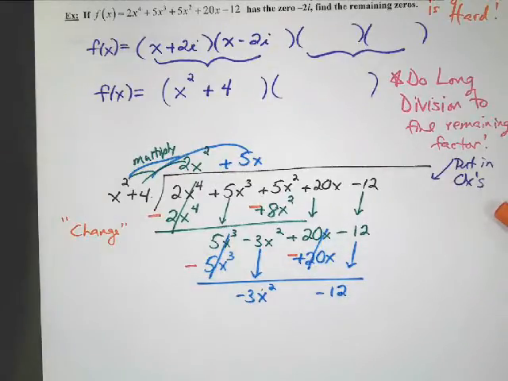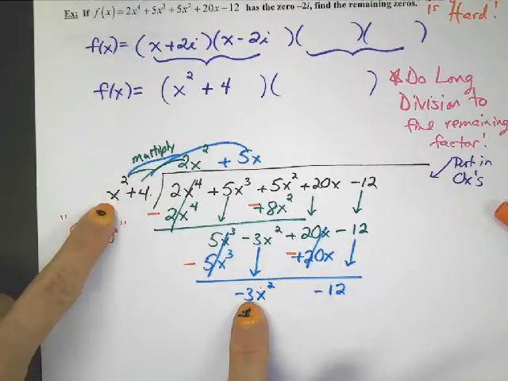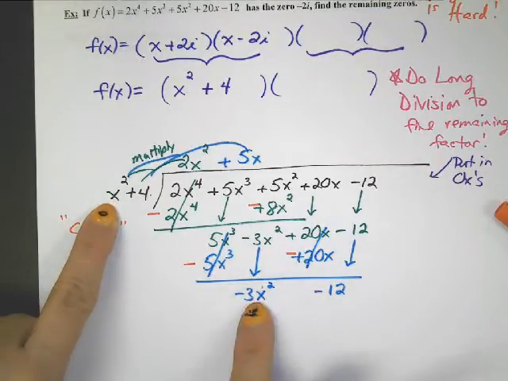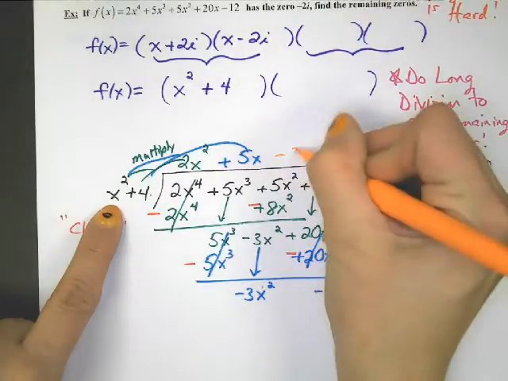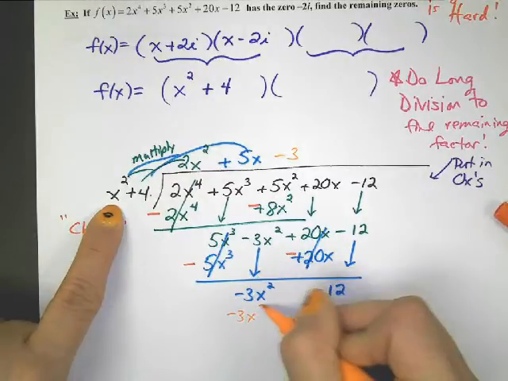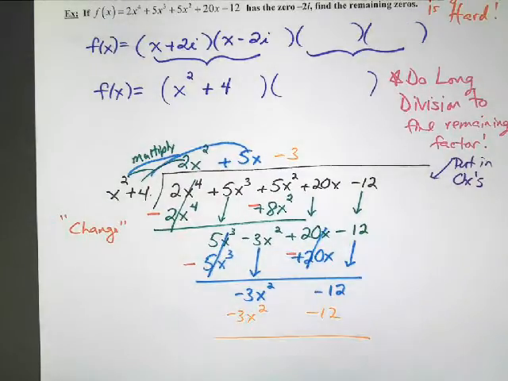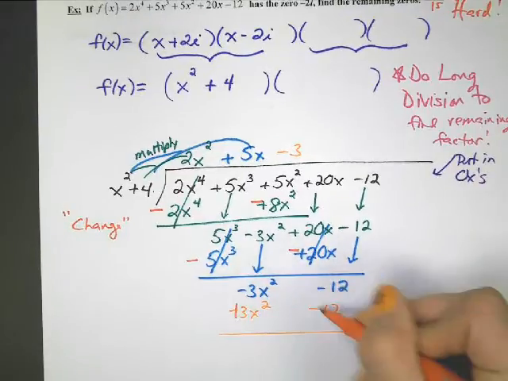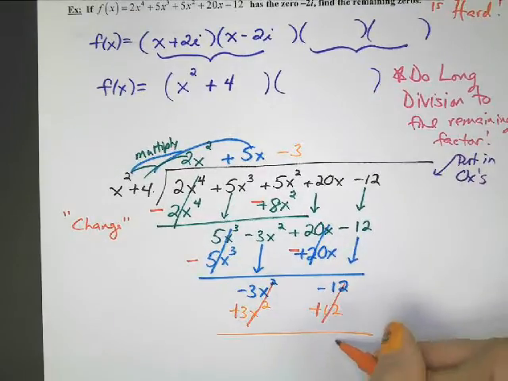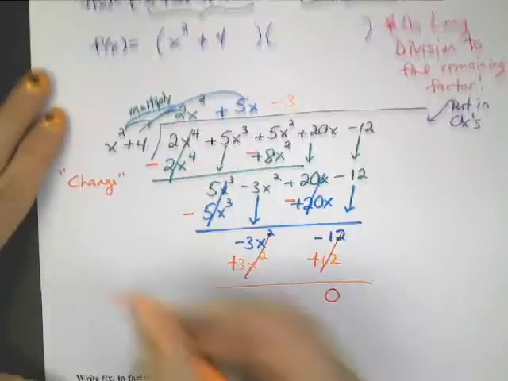And now it's time for the last matchup. x squared compared to negative 3x squared is missing negative 3. Okay, this should be the last one. Negative 3x squared minus 12. And our last change. Negatives get changed to positive. Cancel, cancel, 0. Okay, and here's the most important note you can write.